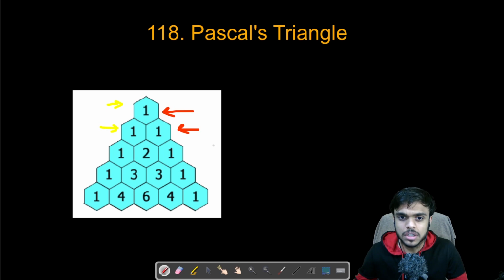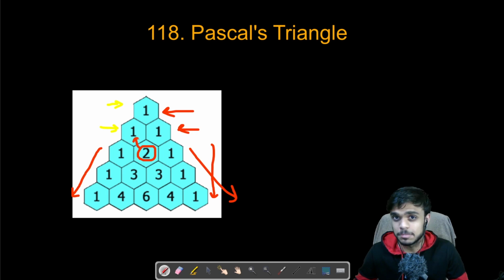Okay, so for all the levels after that, we have a particular rule. All the elements that are on the edge would be 1. And for all the middle elements, what we need to do is take the before and after elements of the previous layer and sum them up.